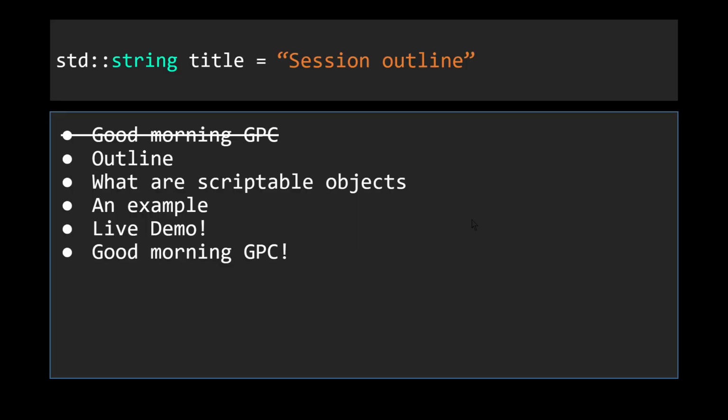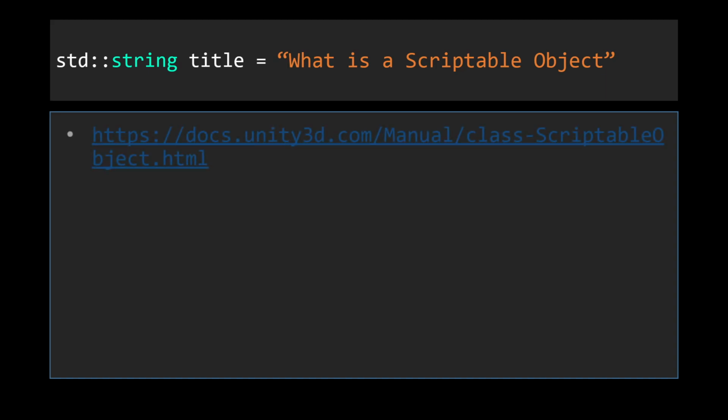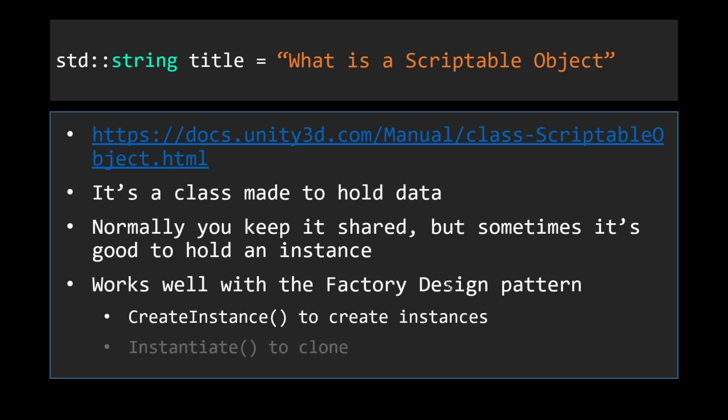Here's the outline. Some of you might have recognized it if you were here. Thank you. So, what is a scriptable object? Well, it's pretty simple. It's an object that can be scripted. What does that mean? Let's actually use some more technical terms. So first off, link to documentation. I'll have the slides posted so you can view those at your leisure. But Unity's scriptable object class is, well, a class made to hold data and also be scripted. So a scriptable object. Pretty simple.